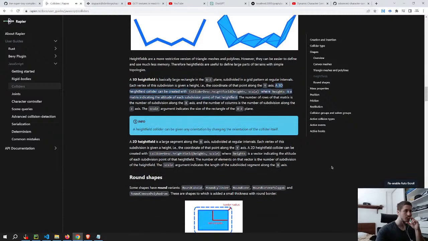A 3D heightfield collider can be created with collider.heightfield(heights, scale), where heights is a matrix indicating the altitude of each subdivision point of that heightfield. The number of rows of that matrix is the number of subdivisions along the x-axis, and the number of columns is the number of subdivisions along the z-axis. The scale argument indicates the size of the rectangle in the XZ plane. A heightfield collider can be given any orientation by changing the orientation of the collider itself.